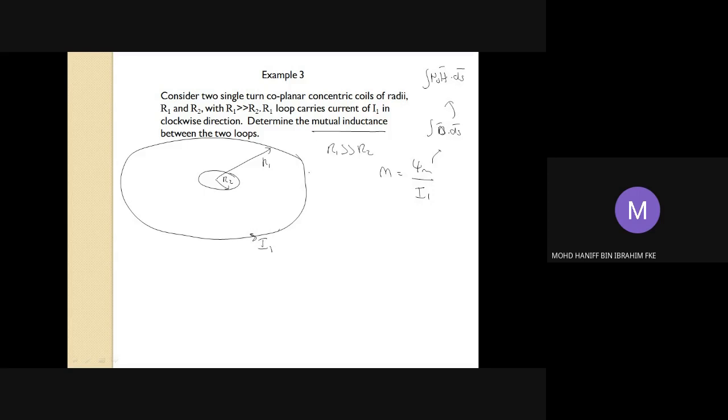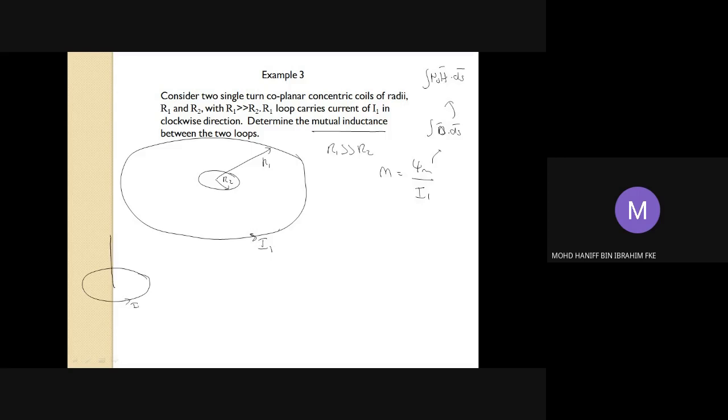So you need to find out what should be the amount of H field produced by this I1. And luckily, we have done this previously in one of the questions that we did in Biot-Savart's law. If you can recall back, we have a loop having current of I.